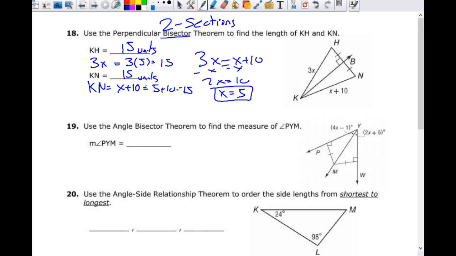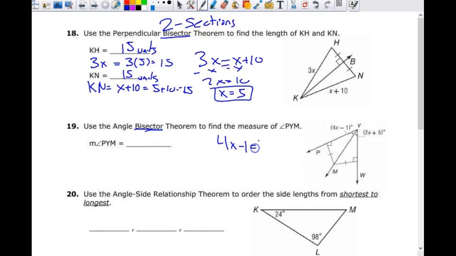Oh, okay. Okay. Angle bisector theory. Bisector means two equal sections. Well, guess what we're going to be doing? Setting two things equal to each other. Wherever you hear the word bisector, you're going to be setting two things equal to each other every single time. What two things can we possibly set equal to each other? I don't know. The only two things it gives you. This one and this one.